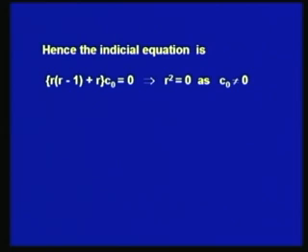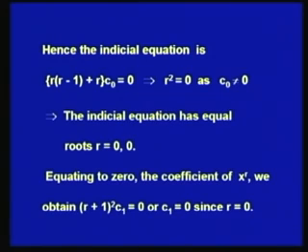It is given by r into r minus 1 plus r, into C naught, equal to 0, which implies r square equal to 0, as per our assumption C naught is not equal to 0. And thus we can see that the initial equation has two equal roots 0, 0. Now next we equate to 0 the coefficient of the next higher power of x, that is, the coefficient of x to the power r. This will give us (r plus 1) whole square into C1 equal to 0. Since r is equal to 0, therefore C1 will be 0.